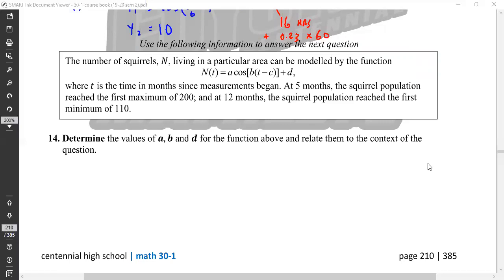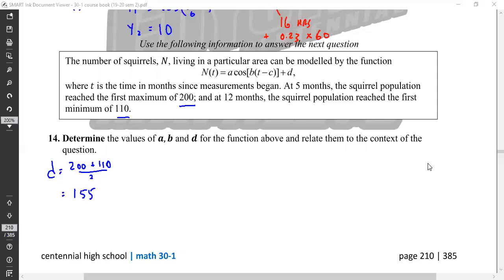All right. So we do have a maximum population of 200 and a minimum population. Those are heights of this wave if we were to graph this. And we know that d is just going to be the average of those heights. It's going to be your maximum plus your minimum divided by 2. So we end up with 310 divided by 2 is 155.